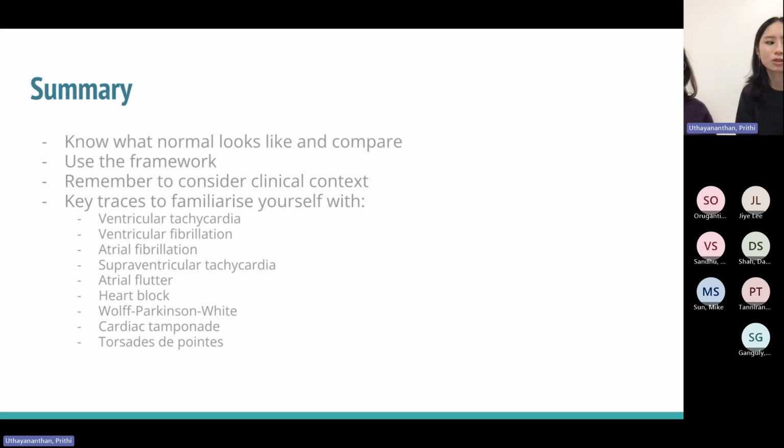Also remember the clinical context. If the patient has chest pain, or if they're really unwell, it can help you with your diagnosis. And then other traces that I think are quite common that they might test you on, the ones listed here: ventricular tachycardia, ventricular fibrillation, atrial fibrillation, supraventricular tachycardia, atrial flutter, the different types of heart block, Wolff-Parkinson-White, cardiac tamponade, and Torsades de pointes. And there are other ones, but I think those are the most common.